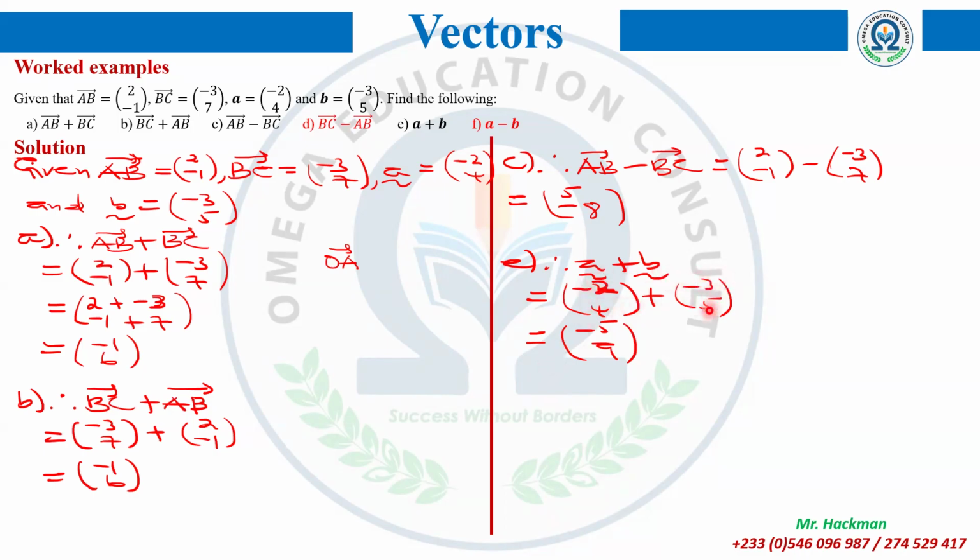So at this point, what do we have? We are going to do minus 2 plus minus 3, which will give you minus 5. 4 plus 5, which will give us 9. We are done.